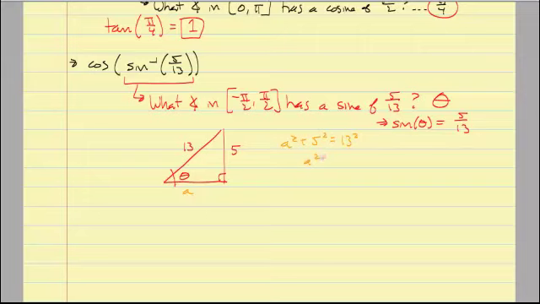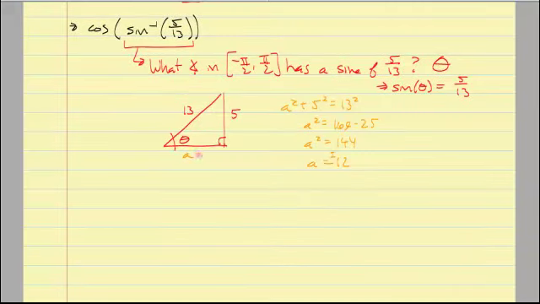Using Pythagoras Theorem, A squared would equal 169 minus 25. A squared is 144, so A is 12. It's actually plus or minus 12, but we'll see here in a second how this will fall out in terms of positive and negative values. Okay, now from here I've said, okay, I've got this triangle figured out. I said my answer was theta, so let's take this value of theta and plug it back in here.